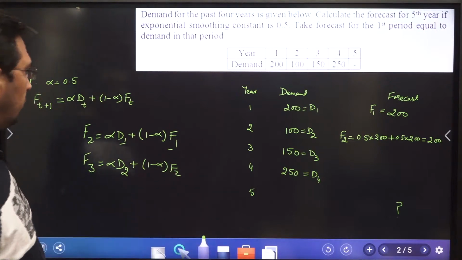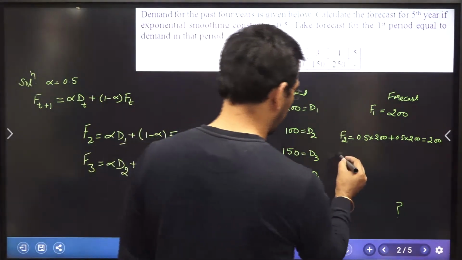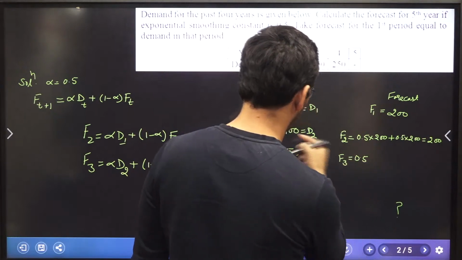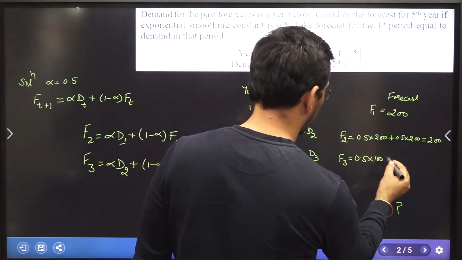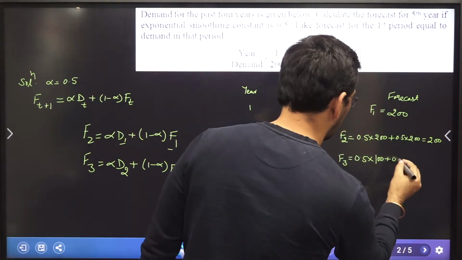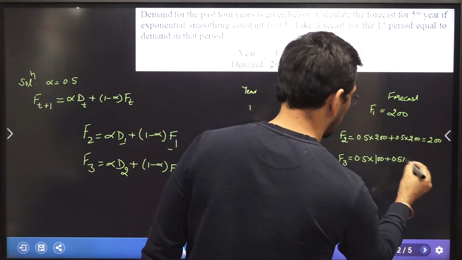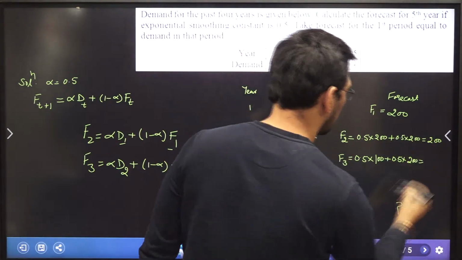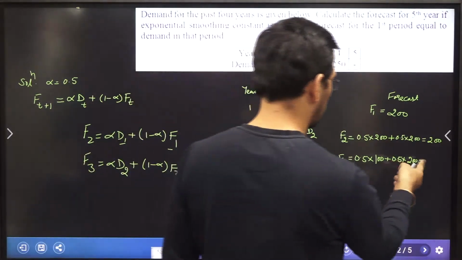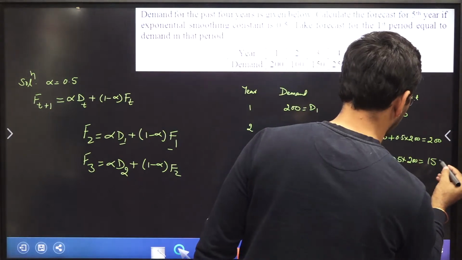So just input that value. What is D2, F2? Do you know? D2 is this, F2 is this. So same way I can find a forecast for the third period. 0.5 into what is demand, that is 100, plus 0.5, 1 minus 0.5, 0.5, and what is our forecast for second period? That is 200. So that will become how much? This becomes 50, and this becomes 100, so 150. That's all.